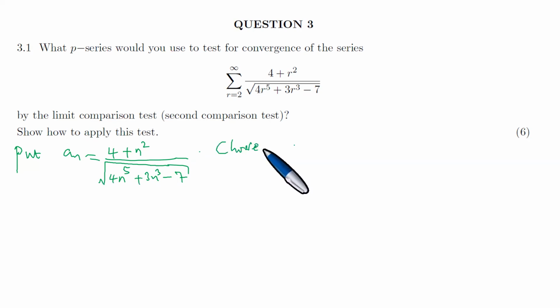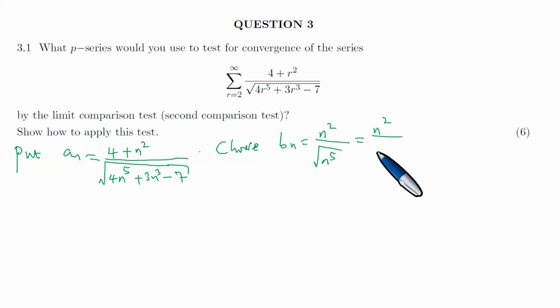Make a choice. So you choose Bn to be the highest degrees here. The highest degree, you take the highest degree term in the numerator, and then you take the highest degree term in the denominator. And you can leave out all the numbers there. So I can just choose n to the power 5. Just drop the number 4 in the denominator. You can carry on with it.